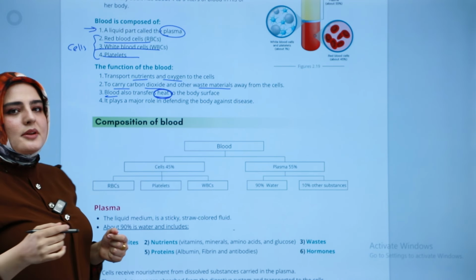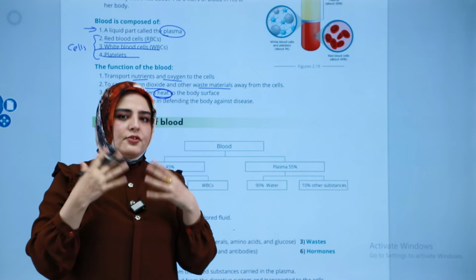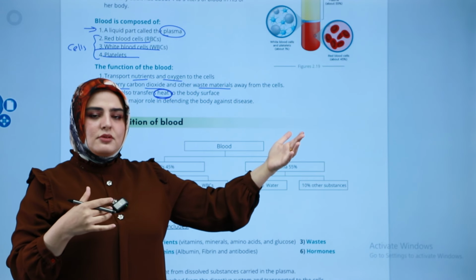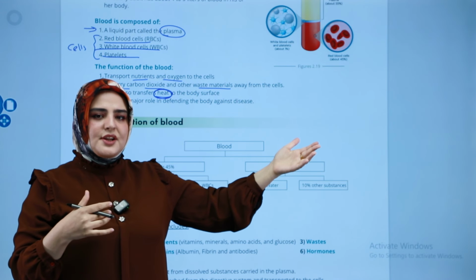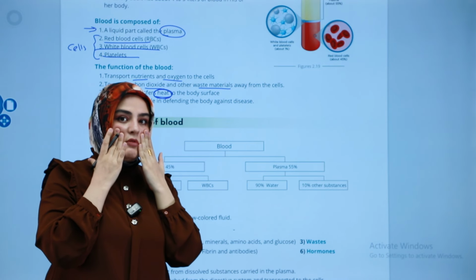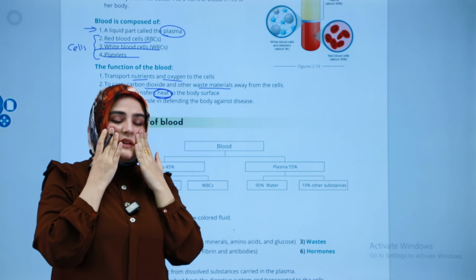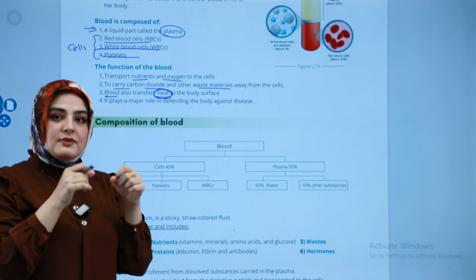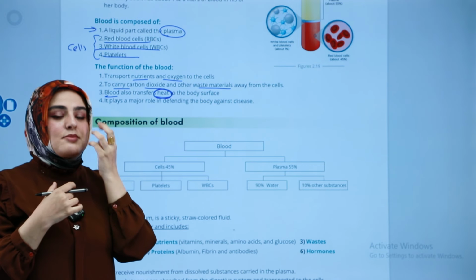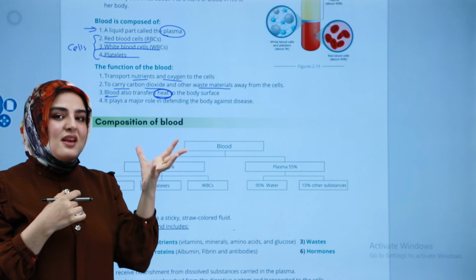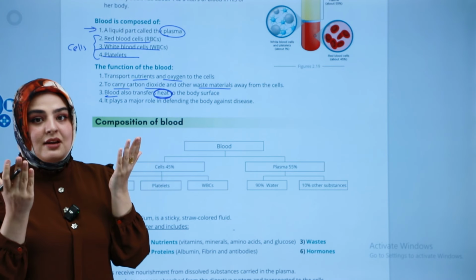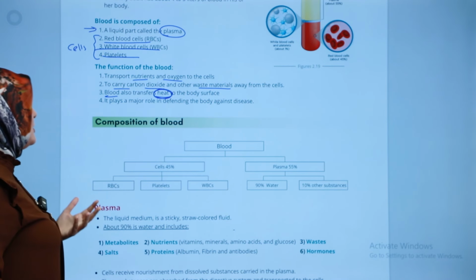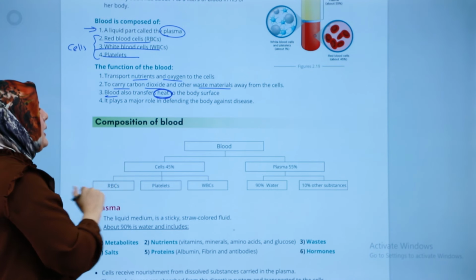Let me give you an example. When you feel hot and you were under the sun for quite a long time, you see your cheeks getting flushed. That's because of the circulation of the blood, the vessels get dilated and it becomes more so that it loses heat. That's why the cheeks are getting pink. This is how you know that it controls the heat of the body.